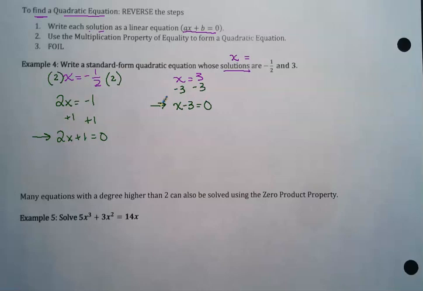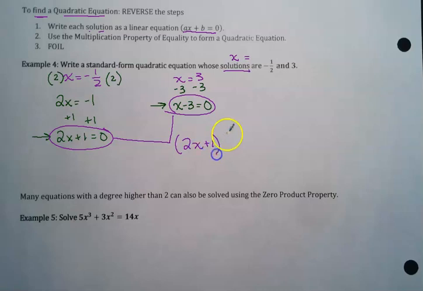Now we're going to use the multiplication property of equality to form a quadratic, which means we're going to take these two equations, because they're both equal to 0. It's like using substitution, and we're going to combine them into one and say, all right, well, the quantity 2x plus 1 times the quantity x minus 3 has to equal 0, because they're both equal to 0. This one's equal to 0, this one's equal to 0. If I multiply them together, they're still equal to 0. And then I FOIL.